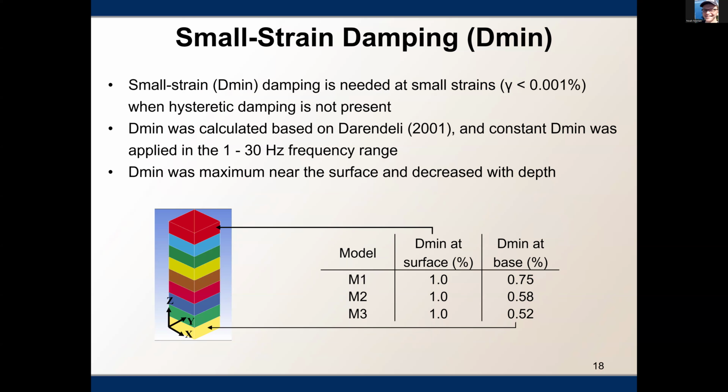The Dmin was calculated based on Darendeli 2001, and a constant value was maintained in the frequency range of 1 to 30 Hz, which is the frequency range for our response. This damping was maximum near the surface and decreased with depth. So you can see for models M1, M2, and M3, we have 1% at the surface and it decreases with depth. Since the height of the column is different, we have different values.